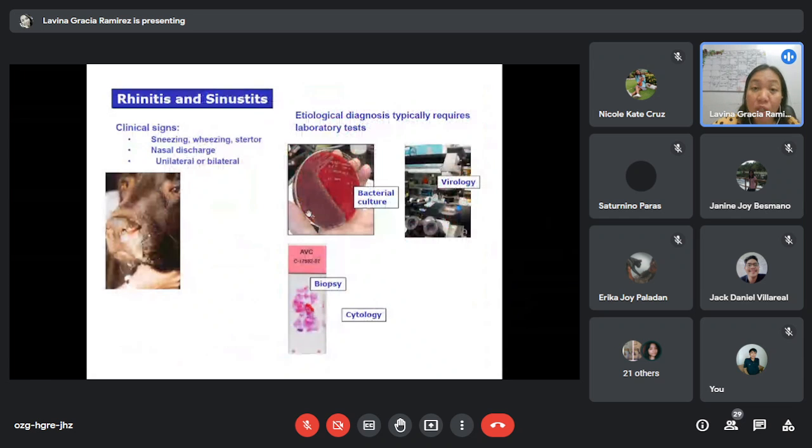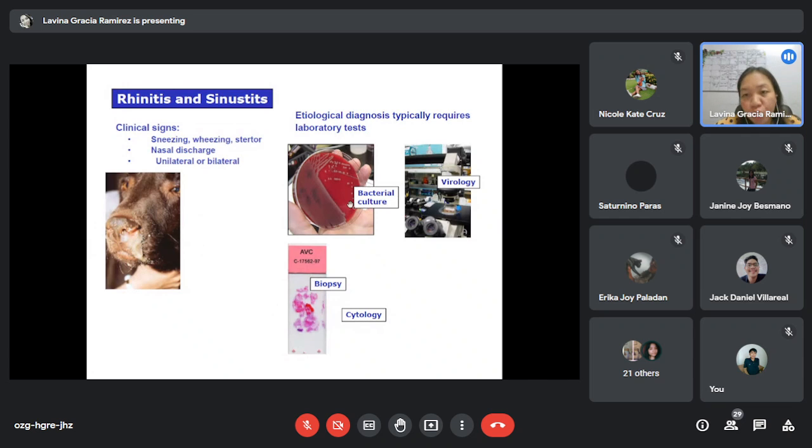So this is the picture of rhinitis-causing organisms in a dog. It is mucopurulent, and this one is more unilateral, but it could also be possible to become bilateral. And this is how they do the laboratory activity, just to support the tentative diagnosis or tentative infections that can be associated with these clinical signs.